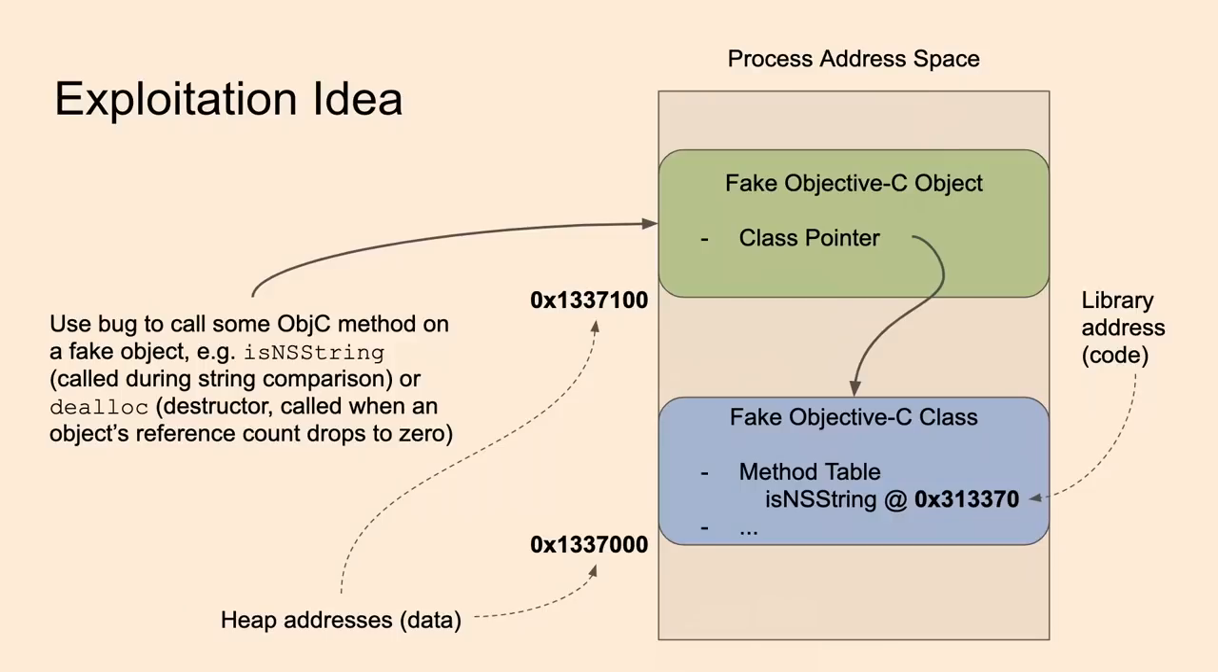So here we have two different types of addresses. On the left side, we have heap addresses, or data, really. And on the right side, in this NSString thing, we need library addresses, or code addresses, simply because on iOS, you can't have writable code regions. So we have to necessarily reuse existing code, do something like ROP also. So we need to know where libraries are mapped for this.